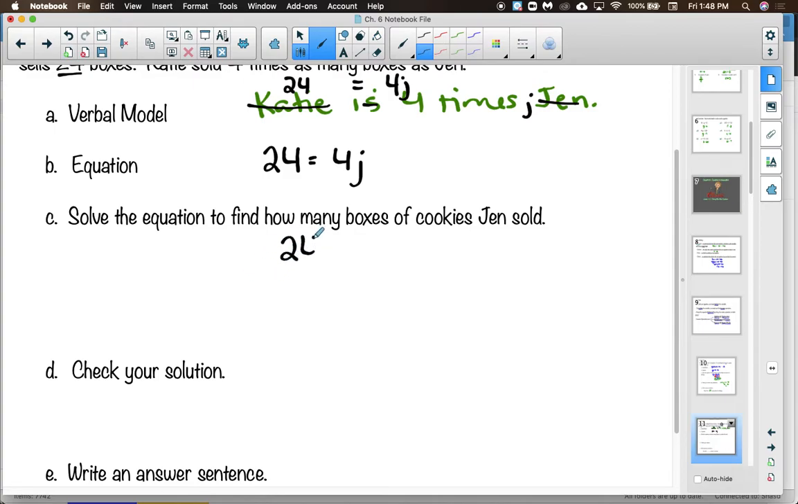So our equation is 24 equals 4J. I'm going to drop my train tracks into place. And now I've got to find the variable side of the equation. The variable side's right here, 4J. It's got the variable on it. And we need to get that J isolated. So we need to get rid of the 4. So we have to ask ourselves, what operation is happening here? 4J, 4J. That's multiplication. So we've got to divide to get rid of that 4. That's the inverse of multiplication.